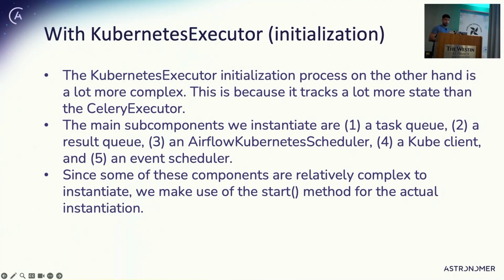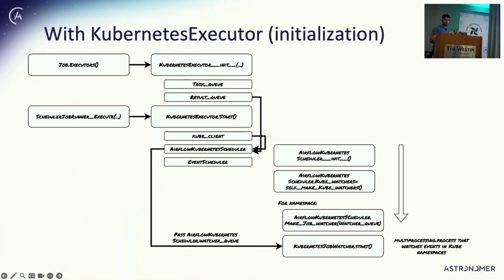Since some of these components are relatively complex to instantiate, we make use of the start method for the actual instantiation. It looks a bit like this. So the executor is initialized lazily on access by the job's executor property. Then the heavy components, the kube client, the Airflow Kubernetes scheduler, and the event scheduler are initialized in the start method, which is called by the scheduler job runner's execute method. If we recall, this is one of the first methods called during the scheduler job runner initialization process.